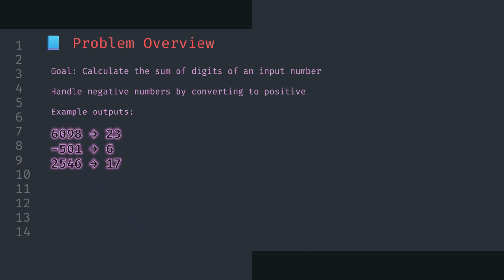The digit sum is the total when you add all the digits of a number. For example, 6098 becomes 6 plus 0 plus 9 plus 8, which is 23. If the number is negative, you convert it to a positive to avoid errors.